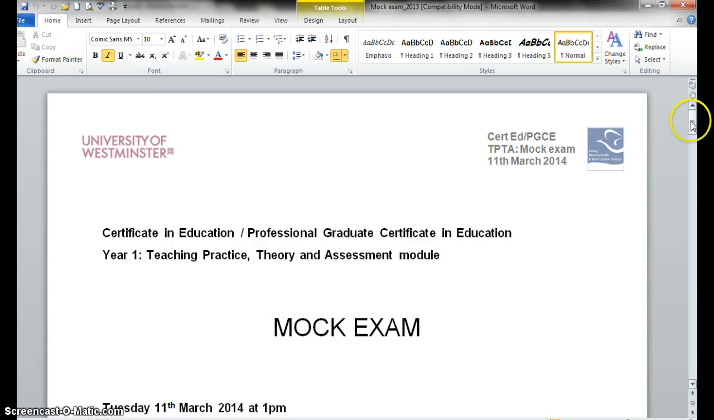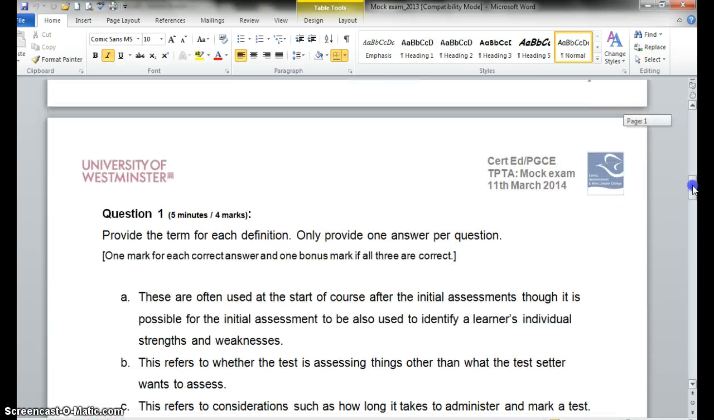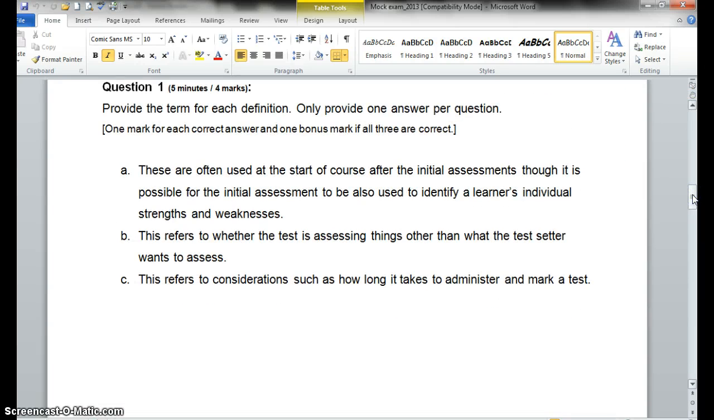So let's just start with question 1. Question 1 was matching a definition to those. These are often used at the start of the course after initial assessments. That would be a diagnostic assessment. B, whether a test is assessing other things, that's validity. And C would have been practicality.